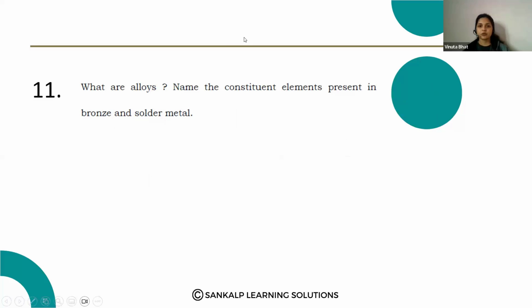Next one, 11th question. What are alloys? Very important question, so this is the repeated question. Name the constituent elements present in bronze and solder metal. Here, which elements form these alloys, bronze and solder metal? Please note this question.